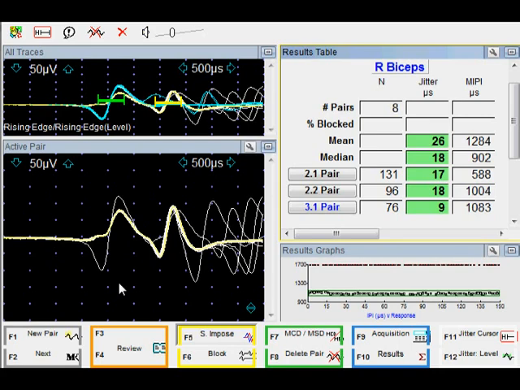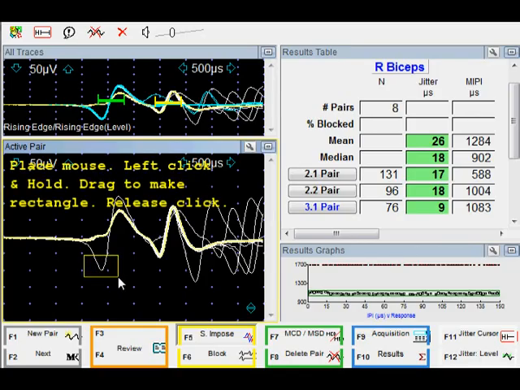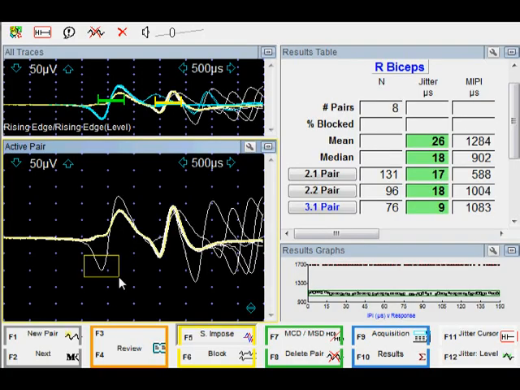Borrowing the concept from the paint program, if you want to delete something, simply draw a rectangle like this: click with the left mouse, hold it down and drag it to make a rectangle. And any potential that crosses this rectangle will be removed. As soon as I let the mouse go, notice that potential is removed. Here is another potential. If I want to remove this, draw the magic rectangle and we have gotten rid of it. So this is indeed a very powerful way of editing traces.